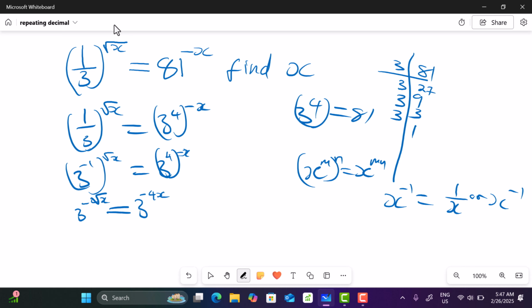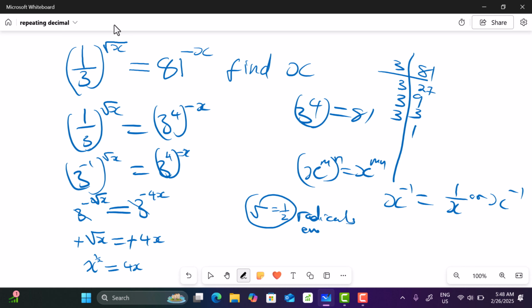So since the bases are the same, we can cancel the bases and we get minus root x is equal to minus 4x. And we can cancel these negatives by dividing both sides by minus 1. So by the end of the day, we have x power half is equal to 4x, because a square root is equal to a half in radicals.